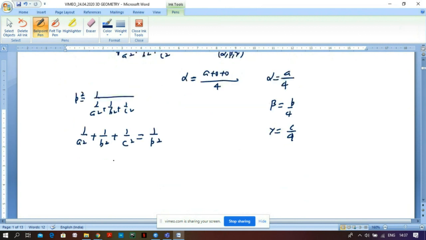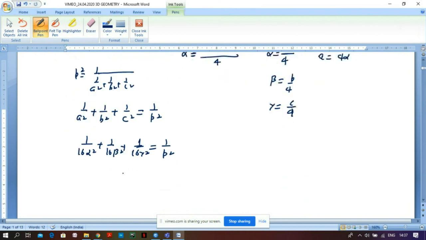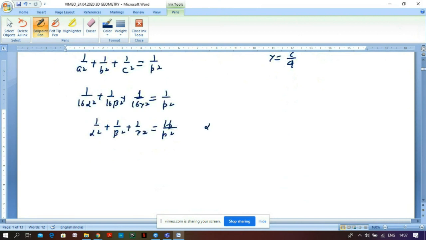And now is the time to substitute a for these variables. So for example, a is 4 alpha. So this becomes 1 over 16 alpha squared, and similarly 16 beta squared and 16 gamma squared, equal to 1 over p squared. This 16 I can of course bring to the right, and so I can also write this in the form that 1 by alpha squared plus 1 by beta squared plus 1 by gamma squared is 16 over p squared.